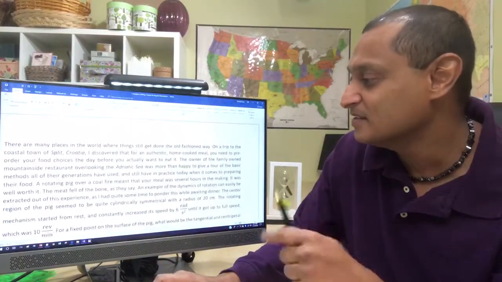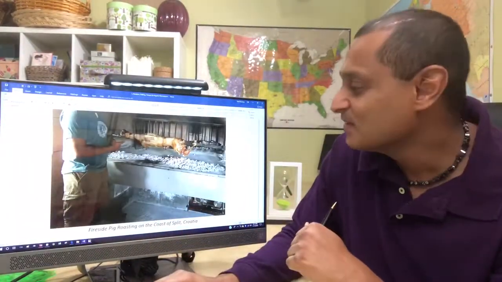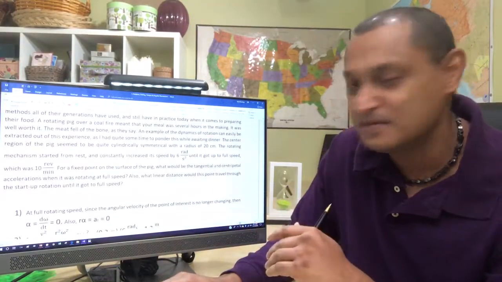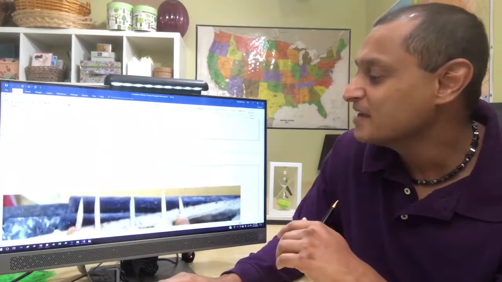So it gave me something to do with the long wait while I looked at this pig here. It was quite delicious, by the way. Meat fell off the bone, as they say.